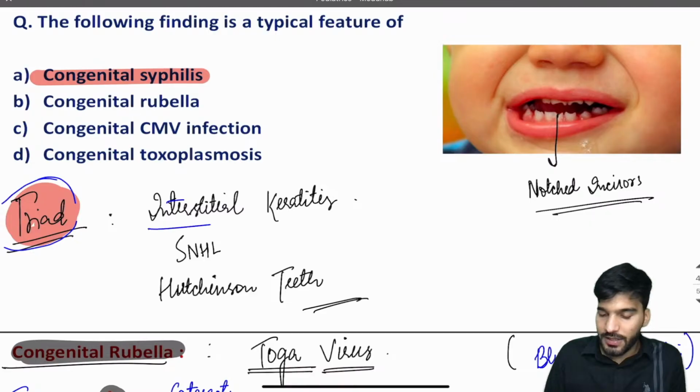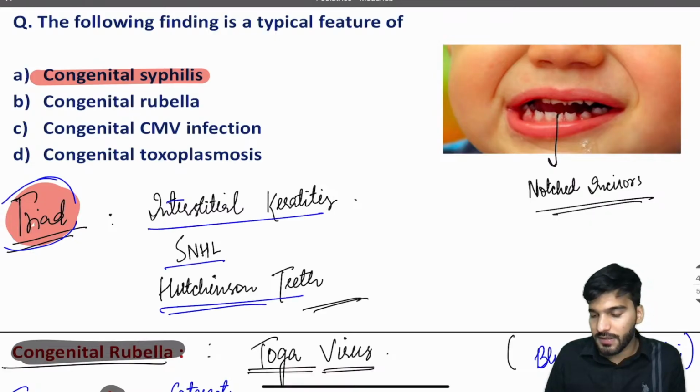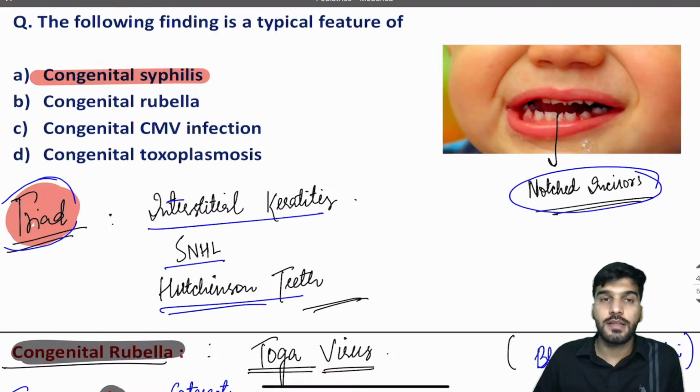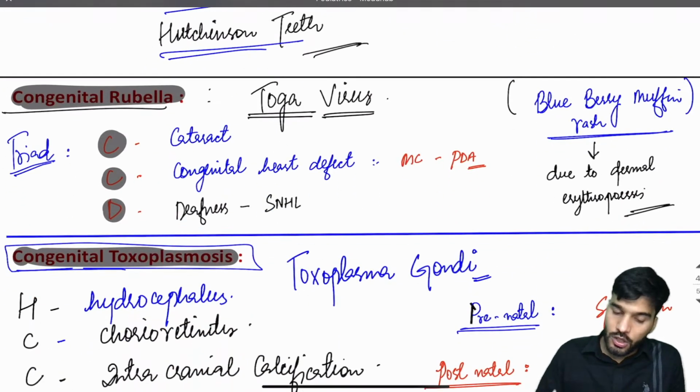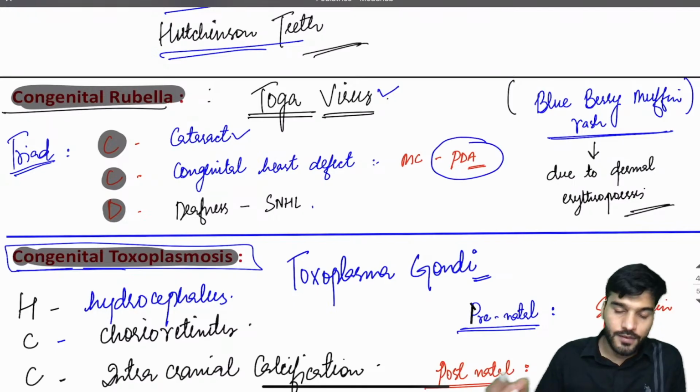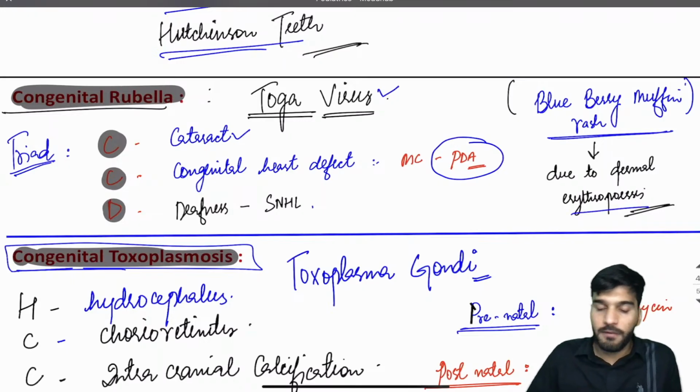Followed by that, we discuss about the triad of congenital syphilis. We have interstitial keratitis, SNHL, and Hutchinson's teeth. These are the notched incisors, Hutchinson's teeth seen in congenital syphilis. Congenital rubella guys, Toga virus. The triad is cataract, congenital heart defect, the most common is going to be PDA, deafness is SNHL. And due to the dermal erythropoiesis, we have a classical rash seen in rubella, blueberry muffin rash.